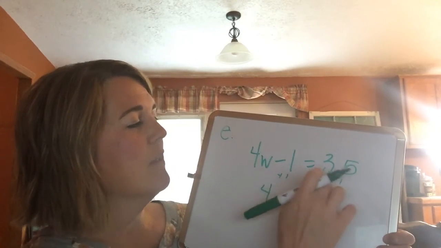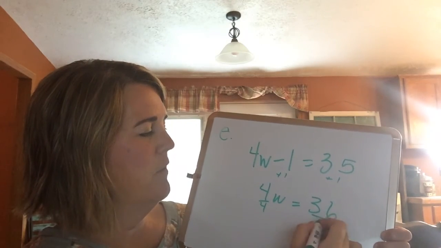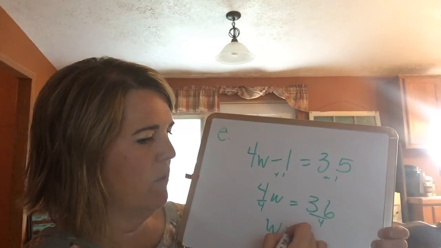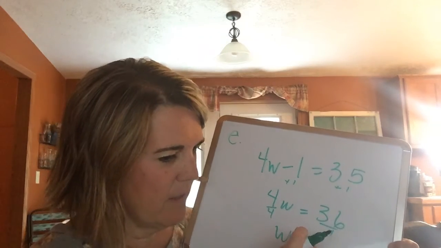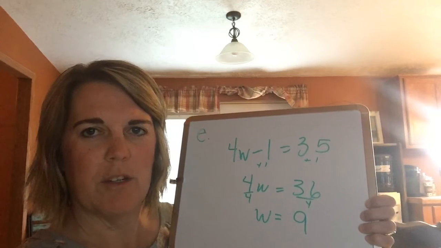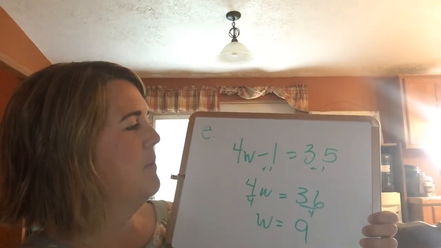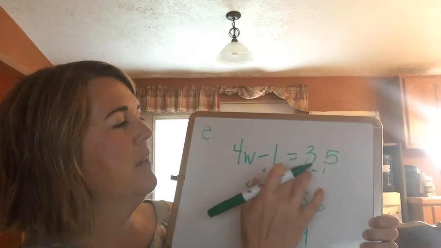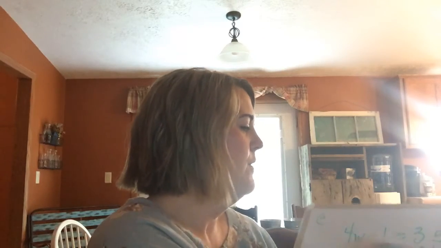So, as I added 1, now I need w by itself. So I divide by 4, w equals, what's 36 divided by 4? It's 9. My math skills need a little brushing up this morning. Is 9, right? So I plug it back in. 4 times 9 is 36, minus 1 is 35. And if you got the wrong answer, just erase, start over, look back, see what you did wrong.